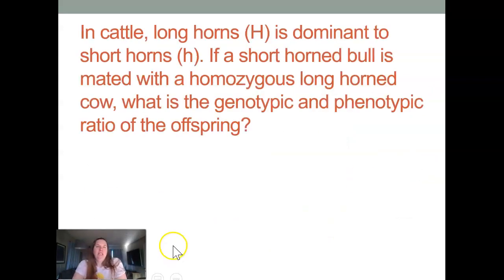So let's try an example here. In cattle we can have cattle with long horns or short horns. Of course, long horns is dominant. We know it's dominant because it has the capital H, and short horns are recessive because it has the lowercase h. If a shorthorn bull is mated with a homozygous longhorned cow, what is the genotype and phenotype ratio of the offspring? So pause the video, try to do this one on your own and see if you agree with me.